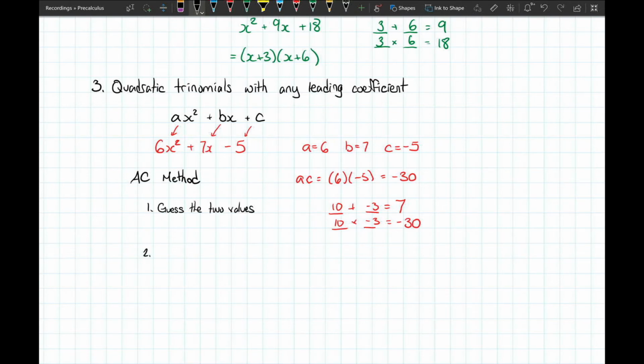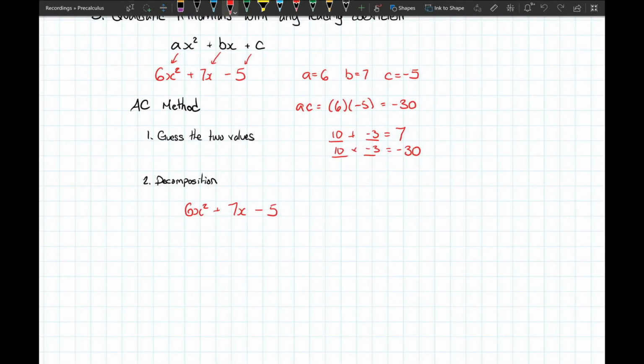Once you've been able to successfully guess the two values, the next step is called decomposition. Decomposition is where we take our trinomial and take that middle term, 7x, and split it up into 2 like terms. Usually we do the opposite and collect like terms, but what we're going to try to do here is actually have 2 terms to work with. So 7x is the same thing as 10x minus 3x. And those are the 2 values that we just found in step 1.